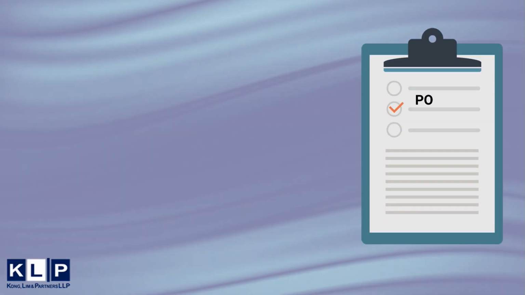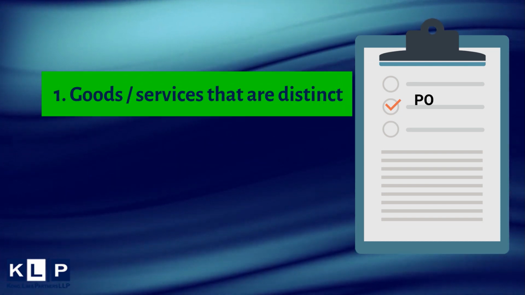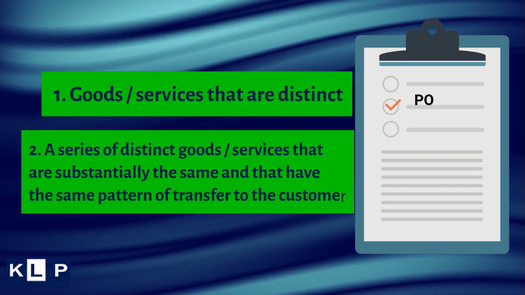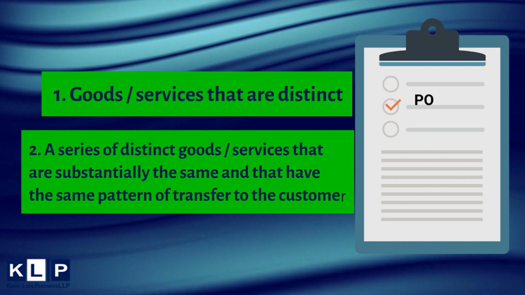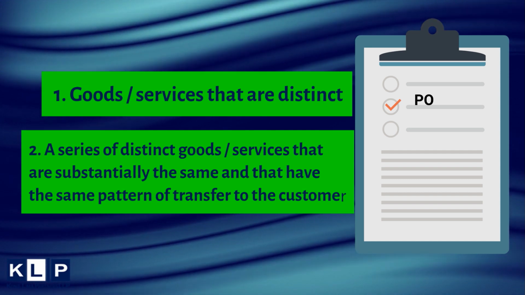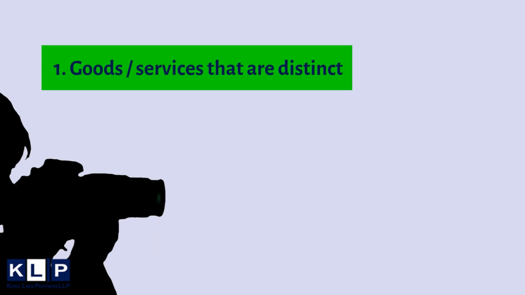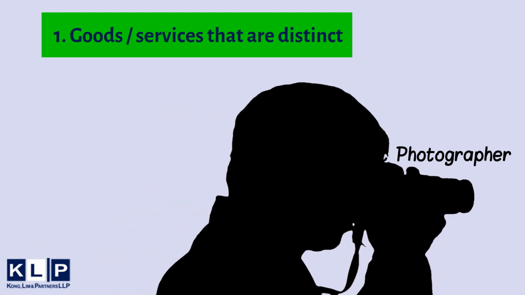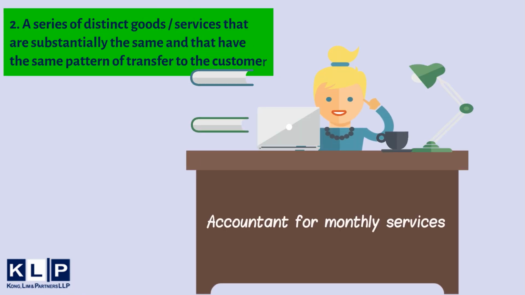First, the performance obligation has to be identified as either goods or services that are distinct or a series of distinct goods or services that are substantially the same and that have the same pattern of transfer to the customer. An example of a distinct goods or service would be hiring a photographer for an event, while an example of a series of distinct goods or services would be hiring an accountant for monthly services.